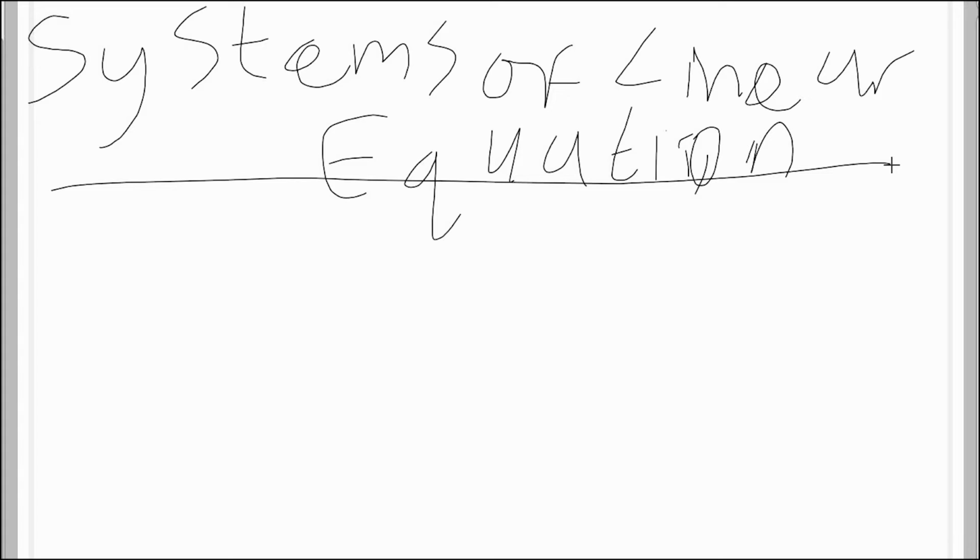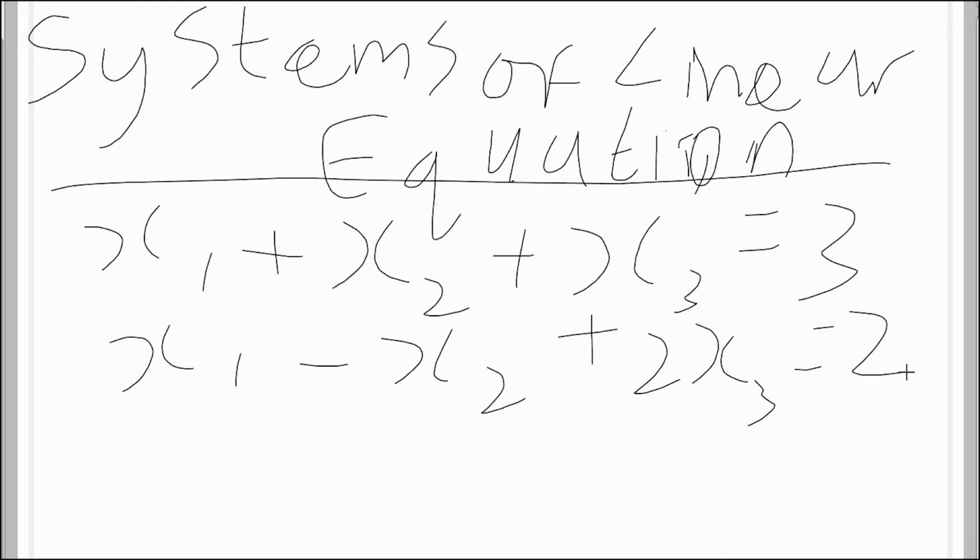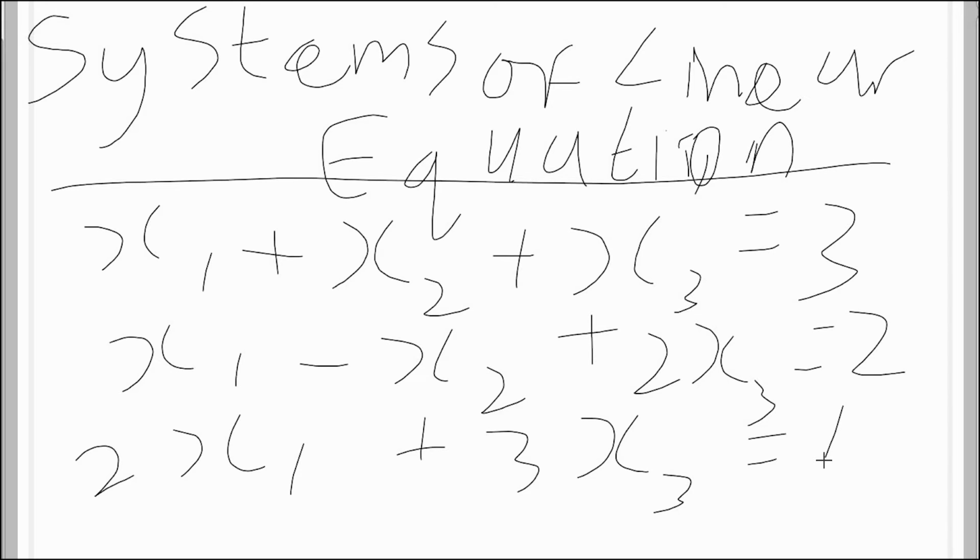So let me just give you an example of a system of linear equations. Let's say x1 plus x2 plus x3 is equal to 3. Then we have x1 minus x2 plus 2x3 is equal to 2. Then we have 2x1 plus 3x3 is equal to 1. So this now looks like the normal simultaneous equations we did in secondary school, right? Let's call these equation 1, equation 2, equation 3. Let's add equation 1 and equation 2 together and see what it will give us.